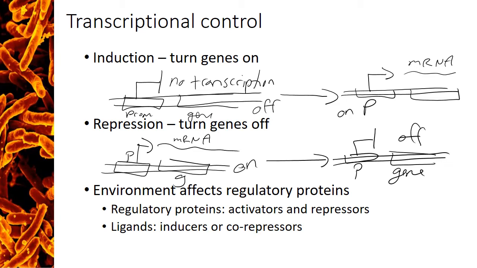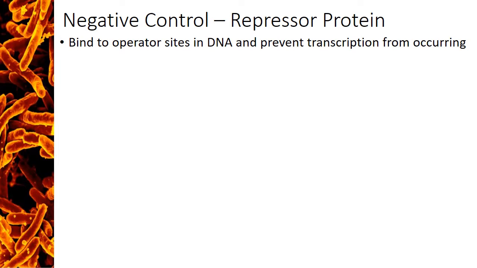The regulation of expression is mediated by the environment through the effects of regulatory proteins. There are both activator and repressor proteins, which are typically controlled by the binding of small molecules called ligands. We're going to look at those regulatory proteins next. We can describe gene regulation based on induction or repression. We can also describe it based on the type of regulatory protein being used.